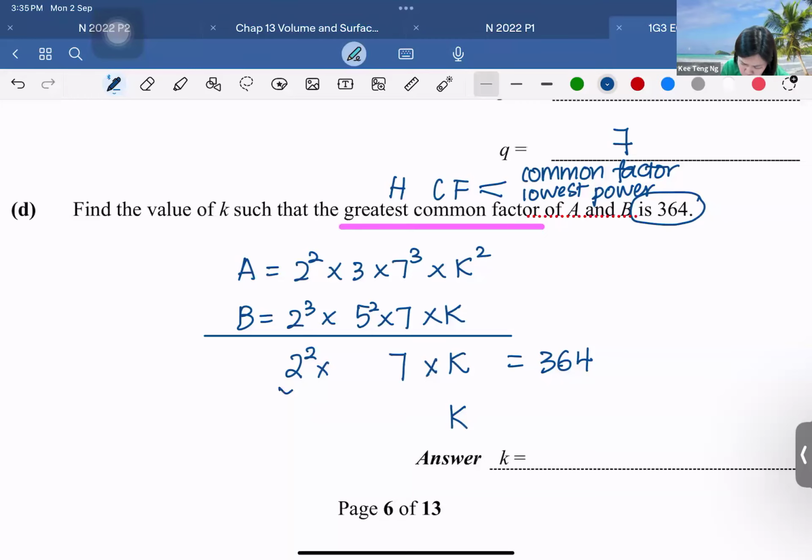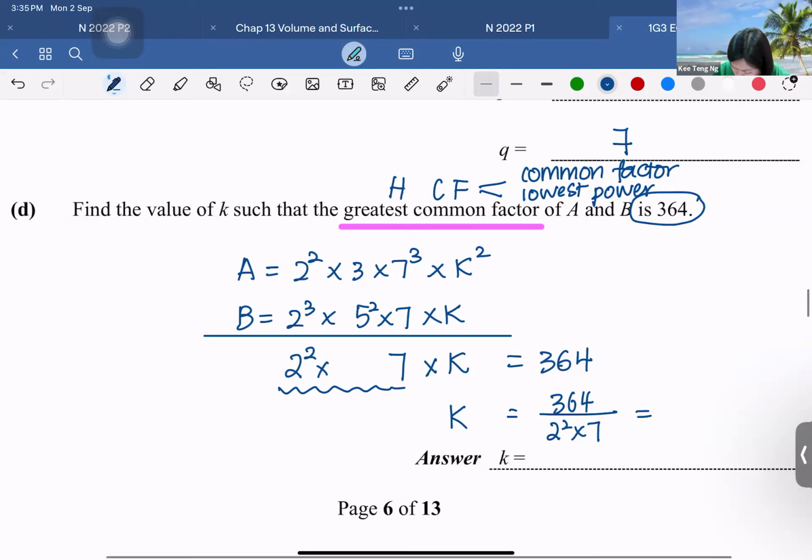I don't want 2 squared and 7. I take 364 divided by 2 squared times 7. Use my calculator. My answer is 30. Do you get your answer?